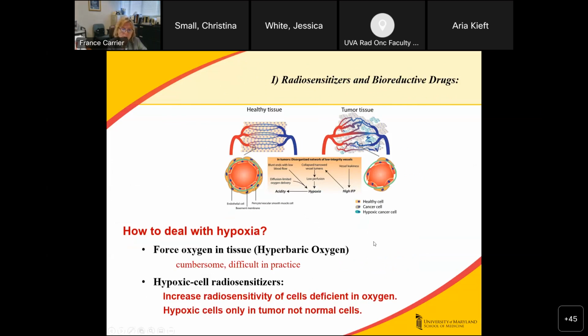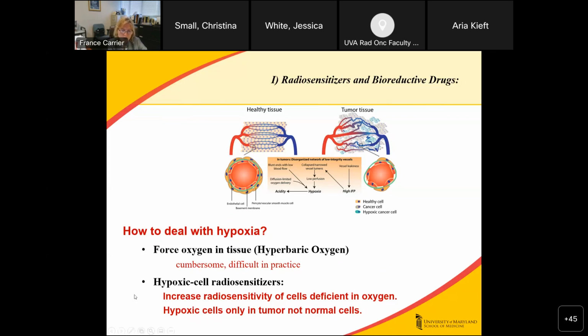One of the first things that people wanted to do, say, well, that's easy. We're just going to force oxygen into the tissue, and then we'll make it more radiosensitive. And then they started doing hyperbaric oxygen tubes and putting people in there and trying to force the flow of oxygen into a tumor with 100% oxygen. That was very cumbersome, very difficult in practice. Some people were claustrophobic. 100% oxygen is flammable. It was not an ideal solution.